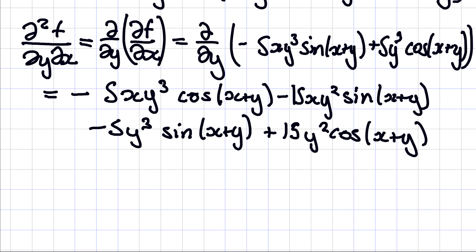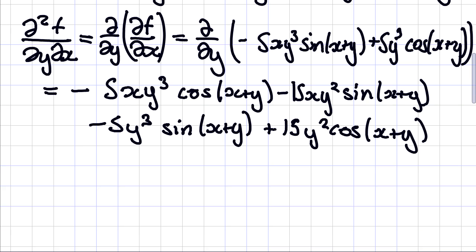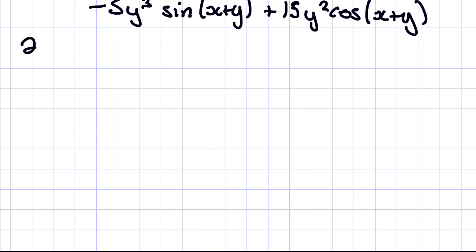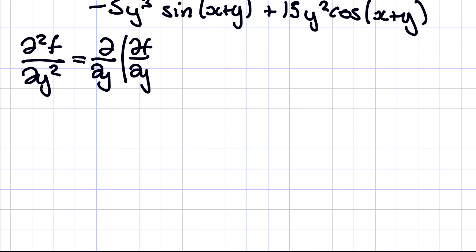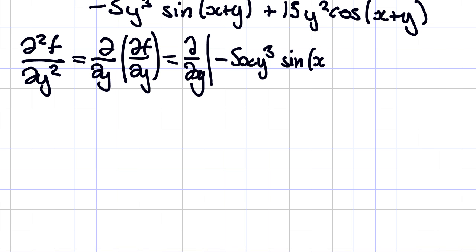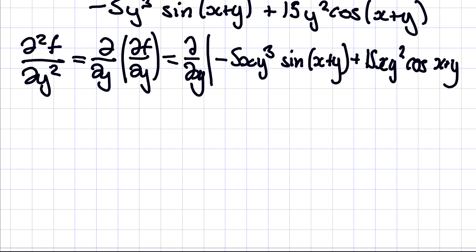So next we'll look at the second derivatives based on df dy. So first thing we want to calculate is d2f dy squared, and that's going to be d by dy of df dy, or d by dy of minus 5xy cubed sine x plus y plus 15xy squared cos x plus y. Okay, so another case where I'm going to have to use a product rule on both terms.